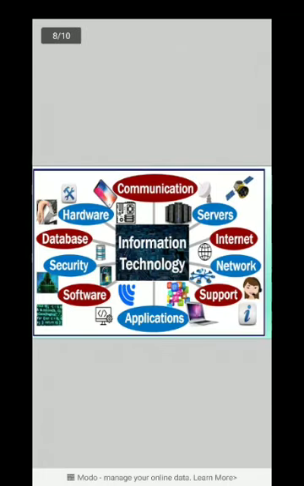If we sum up all that we have discussed previously, in this picture we can see information technologies, sum total of servers, internet, network, support, applications, software, and the people around us. All this stuff is the part of information technology.